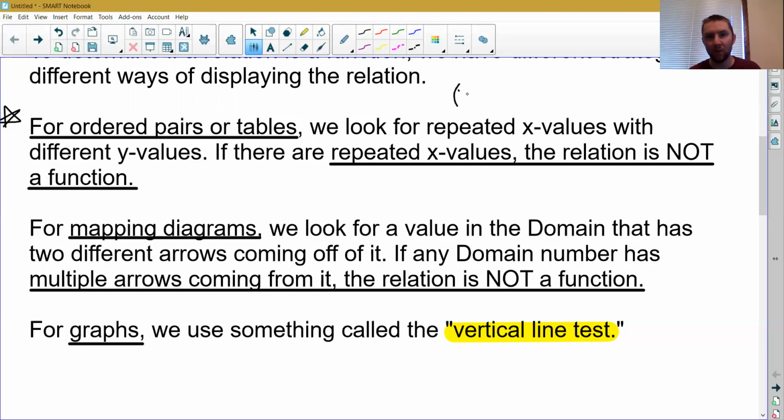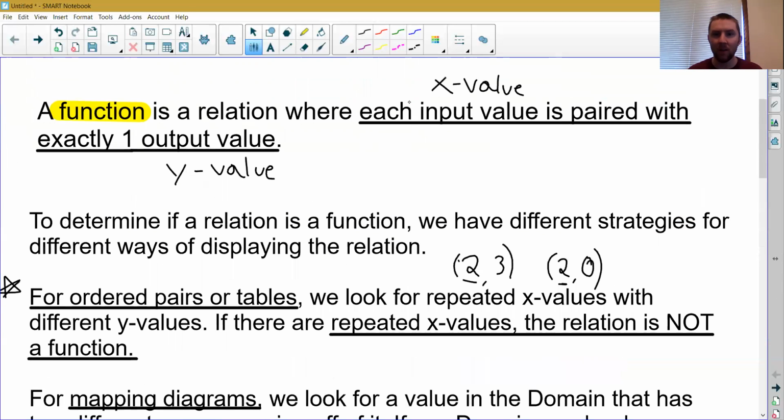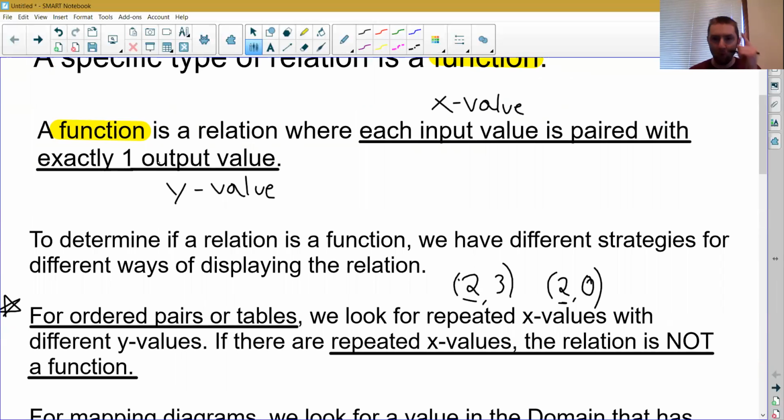For example, if in your relation you saw something like this, (2, 3) as one of your points, and then later on in the list you saw (2, 0) as one of your points, right? This is the same x value. X value is 2 in both of these cases, but that x value of 2 is being paired up with two separate y values. 2 is getting paired up with 3, and 2 is also getting paired up with 0. So because we have those two different y values for the same x value, it doesn't fit the definition of function, right? Because remember, a function, each x value has to be paired with exactly one y value, not two different y values like we see here with 3 and 0.